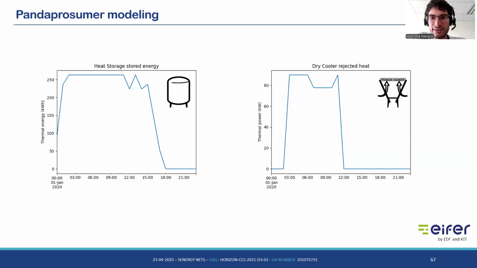On the right, you can see the heat that is rejected by the dry cooler. And what you can notice is that the dry cooler is used only in the cases where the heat storage is full, because if the heat storage is not full, then the heat will not go to the dry cooler, but inside the storage. So it shows that the mapping order that defines this merit order is working correctly.